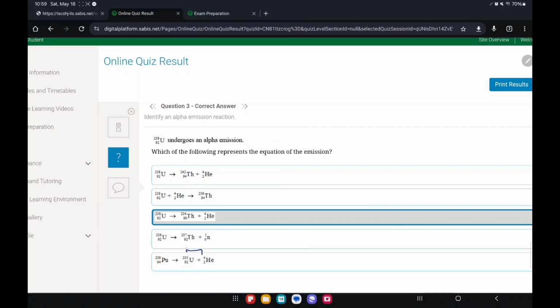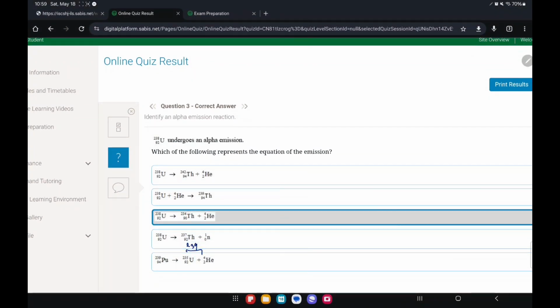وآخر واحدة, 235 plus 4, 239. Why is this wrong? Because they want alpha emission. That means when they say alpha emission, the uranium released the alpha. In this case, it's not the uranium releasing it, it's whatever this is. I don't know, like plutonium or something. But in this case, uranium is not releasing it, so that's why it's wrong.